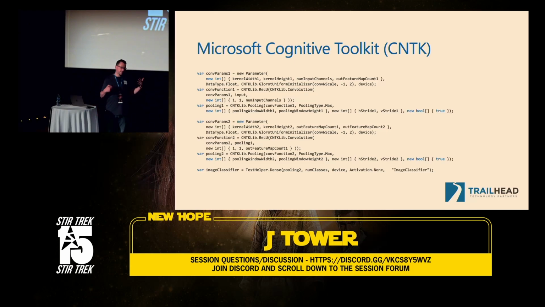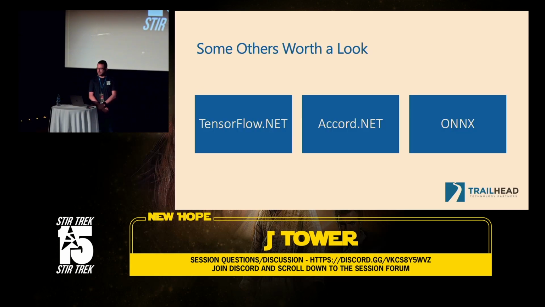I'm not going to spend a lot of time on this code example, but this is a very simplistic code example that creates a convolutional neural network that has 2 layers to it for image classification purposes. So if you wanted to build your own neural network, this Cognitive Toolkit is something that you could look into a little bit more. I also wanted to mention a few other things that we don't have time to go into today, but that are available out there if you're a .NET developer.